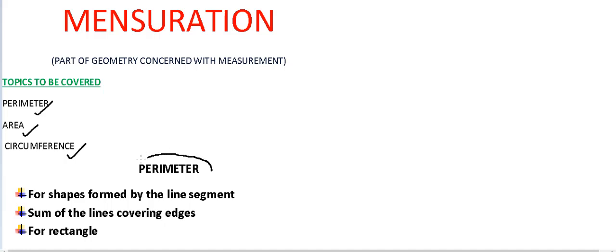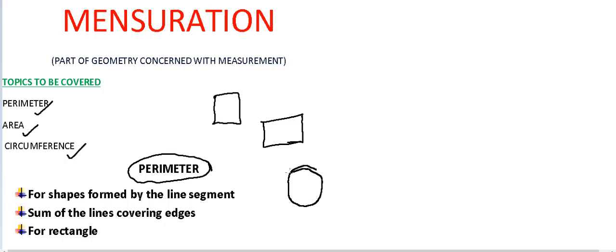So let us start with understanding the term perimeter. Perimeter is basically calculated for the shapes which are formed by line segments. That is, a square is formed with line segments, and a rectangle is also formed with line segments. But we cannot calculate the perimeter for a circle, as a circle is not formed using line segments. So this is the basic concept of perimeter, as it is calculated for the shapes which are formed using line segments.